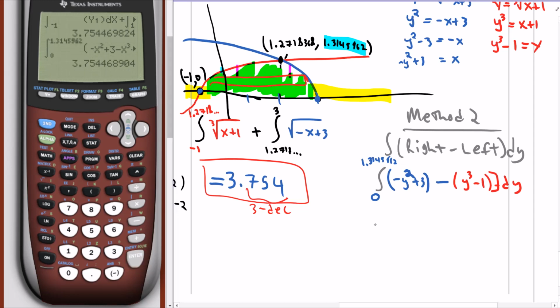It gave it a lot faster than the other one did, and you get 3.754, which is the exact same answer in a completely different way. One of them might be easier for you than the other, but you need to know how to do both. All right, so that's all that there is for this. In class, we'll go and practice this stuff.